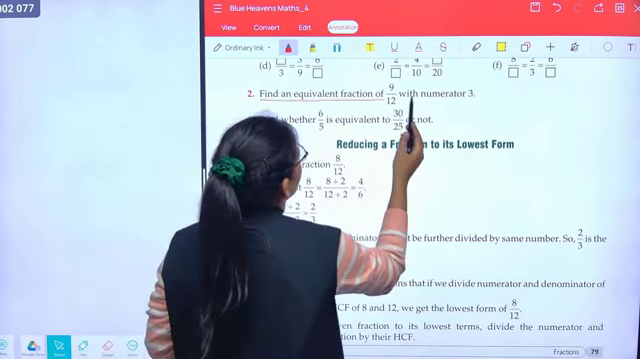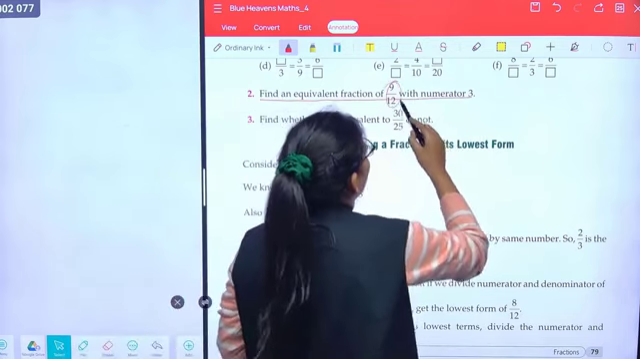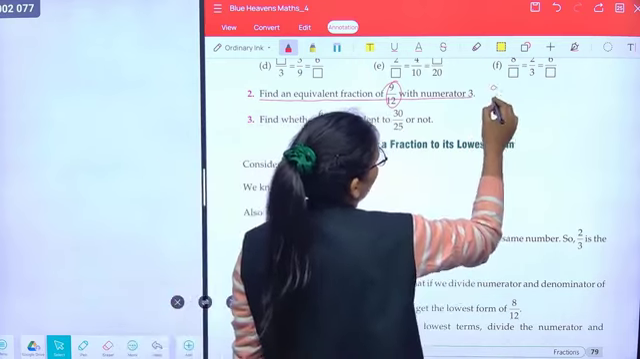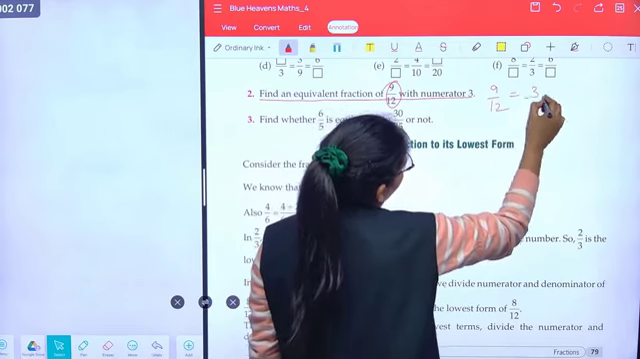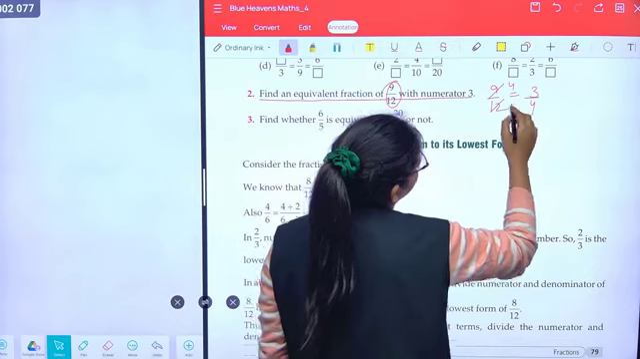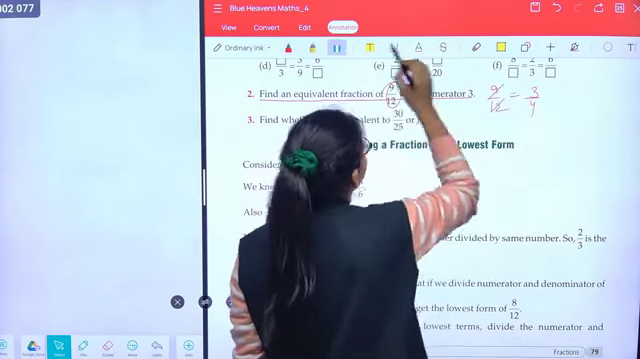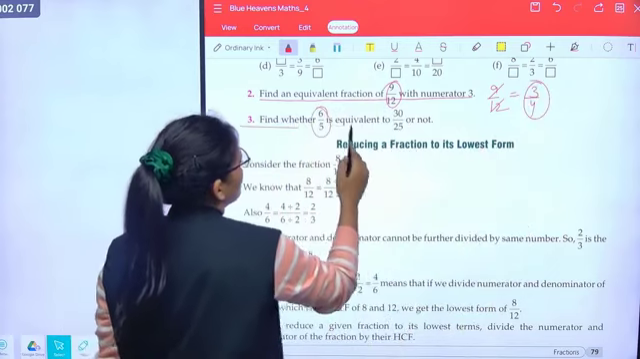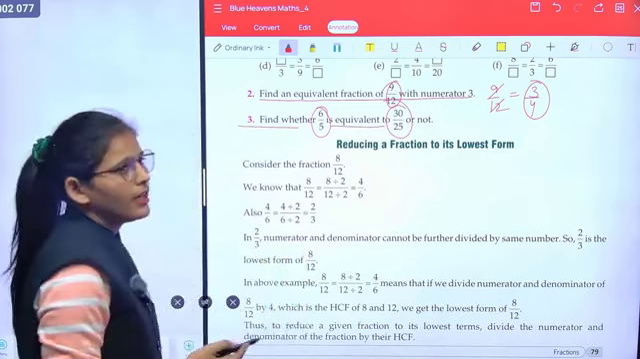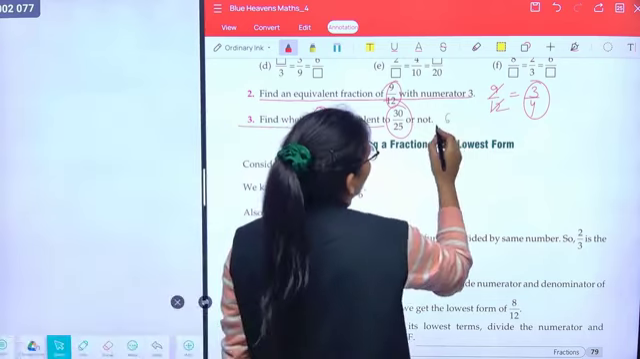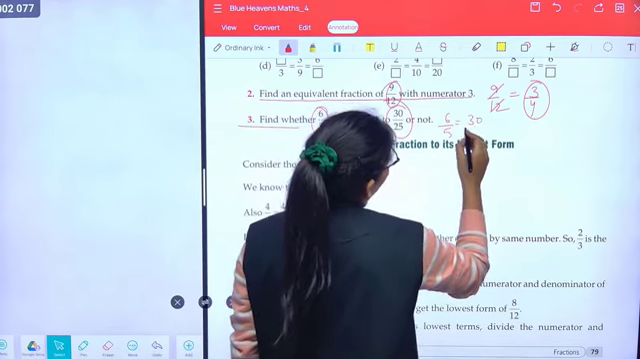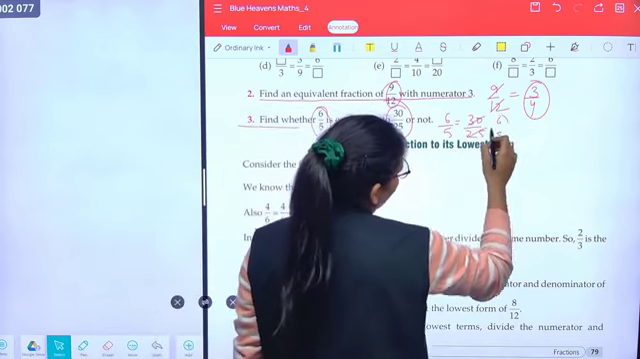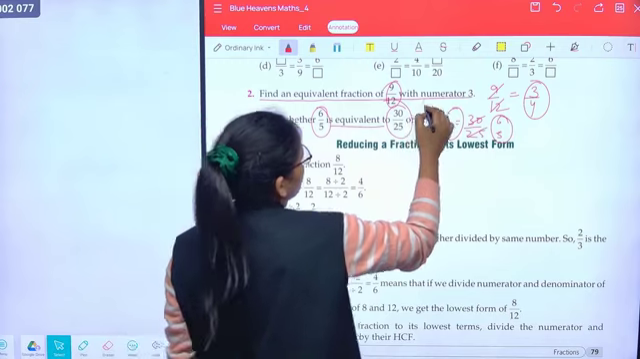Now find an equivalent fraction of 9/12 with numerator of 3. See class, numerator of 3 means the numerator should be 3. 9/12, 3 3s are 9, 3 4s are 12. So we have to divide them by 3. See, find whether 6/5 is equivalent to 30/25 or not. See, 6/5 is equal to 30/25. We have to check this, meaning we check the equivalent fraction: 5 6s are 30, 5 5s are 25. See, both are equal. So yes, it is equal.